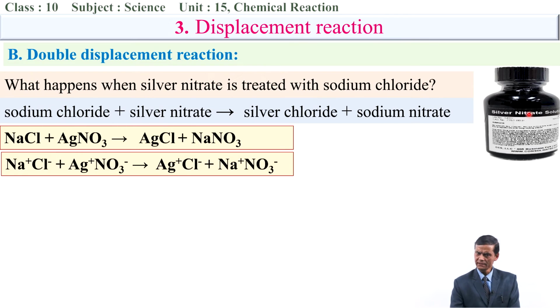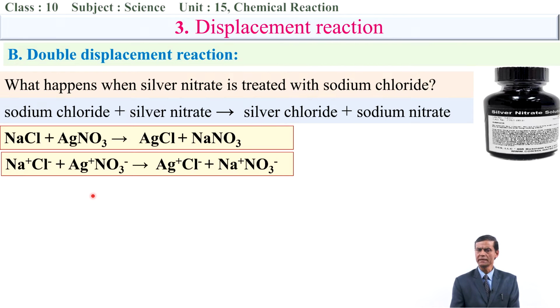So an ion exchange process occurred there. Look here, sodium is a positive ion, chlorine is a negative ion. Silver is positive and nitrate is a negative ion. So how does double displacement occur here? Sodium displaces Ag and Cl displaces NO3, isn't it? A positive ion displaces another positive ion, and a negative ion also displaces another negative ion.